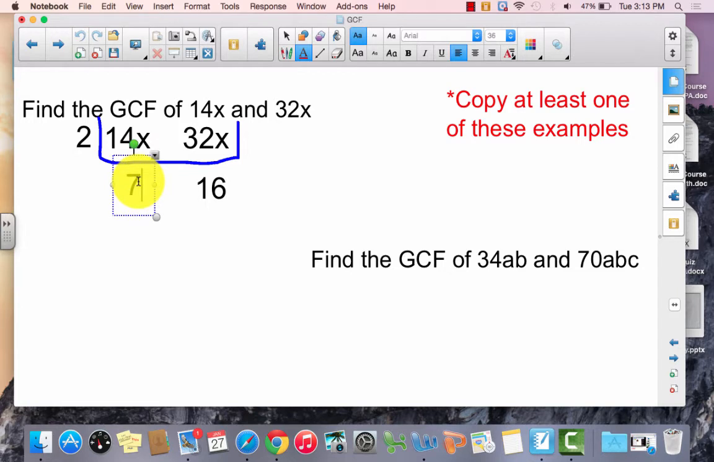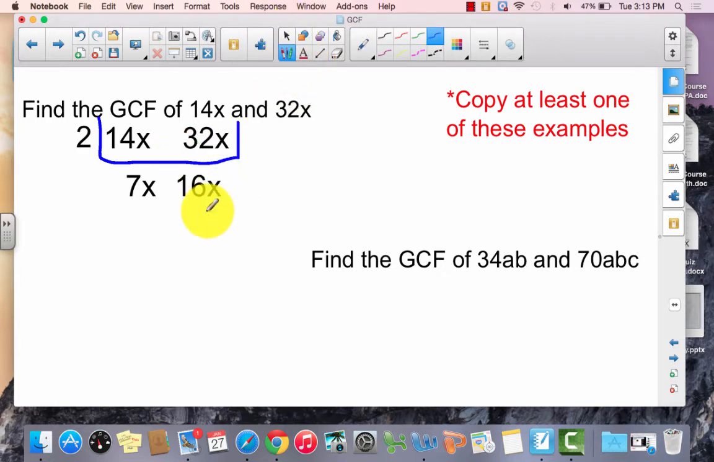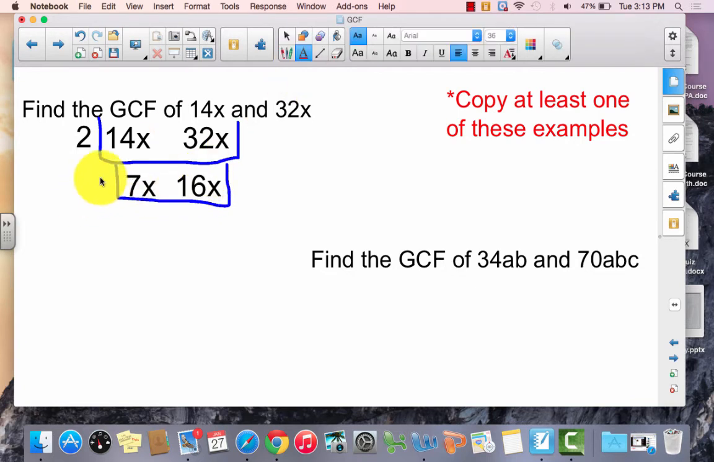And what I do here is I just bring down that variable, and we'll draw our next layer of cake. Looking at my terms 7 and 16, they don't have any other common factor than 1. So now I move on to the variables. And I'm looking for a variable that occurs in both terms. And I see that x is occurring in both terms here. So I'm going to pull out that x.